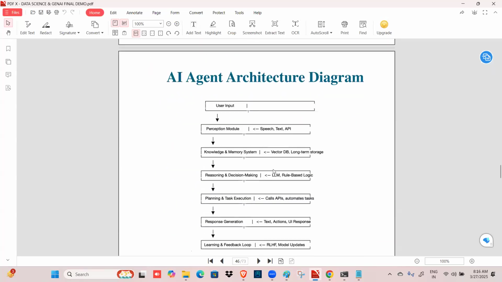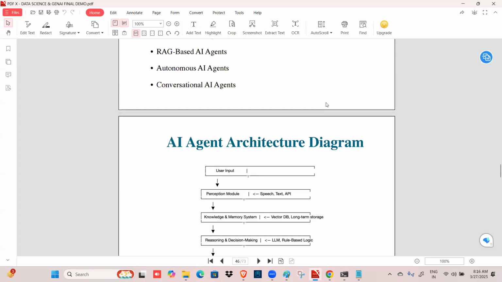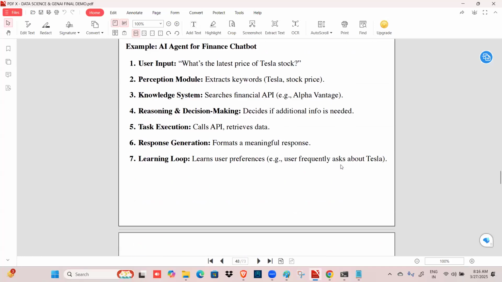And here, when it comes to the AI agent architecture diagram: user input, perception module, knowledge and memory system like a vector database or long-term storage, reasoning and decision making from the LLM model, planning and then task execution from APIs, and response generation, learning, and then feedback. This is the architecture. We'll discuss this architecture very effectively in our course structure.